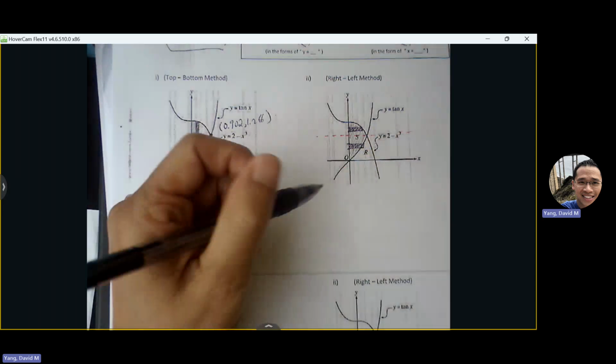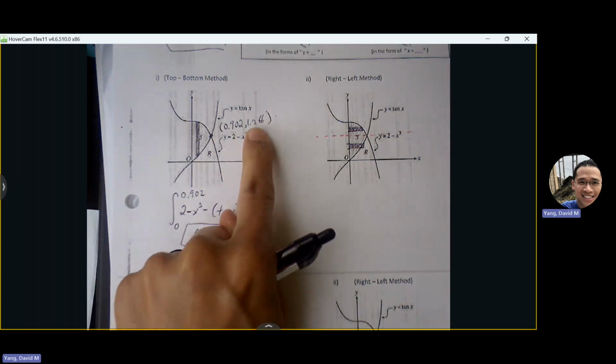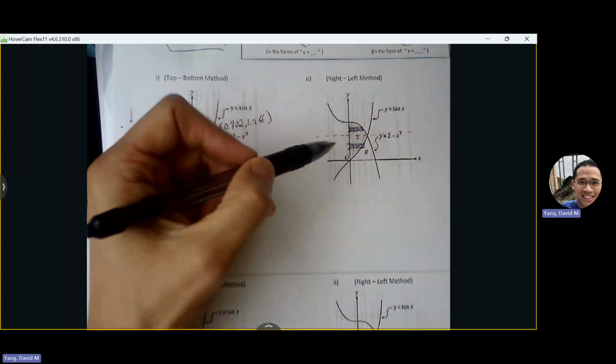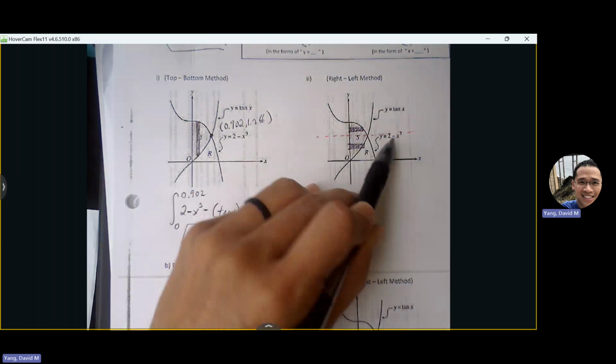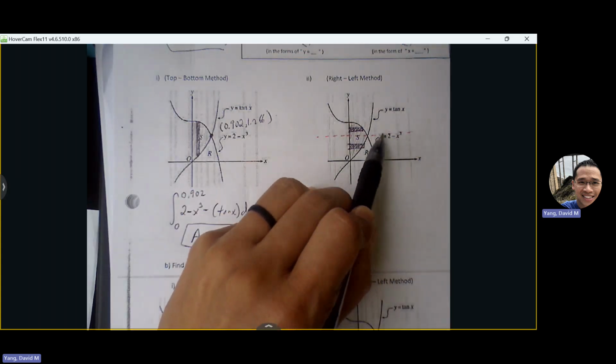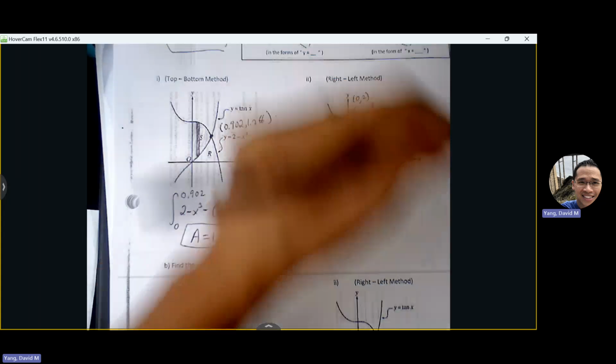So I need to do one integral from 0 to whatever this y value intersection is. We found that, right? 1.266. And the other one from 1.266 to this y-intercept. So the y-intercept of this 2 minus x cubed, if I plug 0 in for x, this ordered pair, you can also see in your calculator, it's just going to be 0, 2. It's going to be a y value of 2.